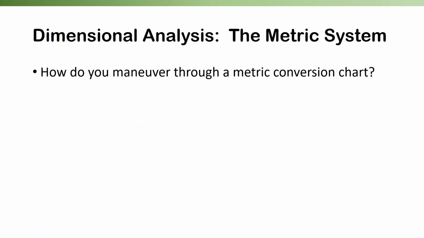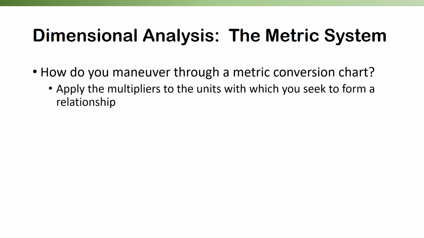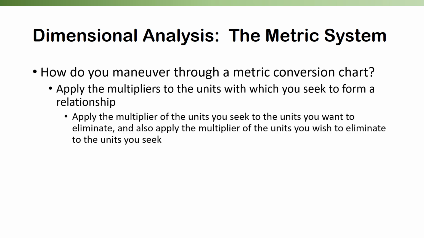So how would you use a metric conversion chart to create a conversion factor? Well, what you're going to do is apply the multipliers to the units with which you seek to form a relationship. So you look at your problem, noting the units that you're given and in what units your answer needs to be given. These two pieces of information will lay the path for how you will maneuver through the chart. Technically, what you're doing with this chart is you're applying the multiplier of the units you seek to the units you want to eliminate, and then applying the multiplier of the units you wish to eliminate to the units you seek. It's a bit of the old green and blue arrow switcheroo.